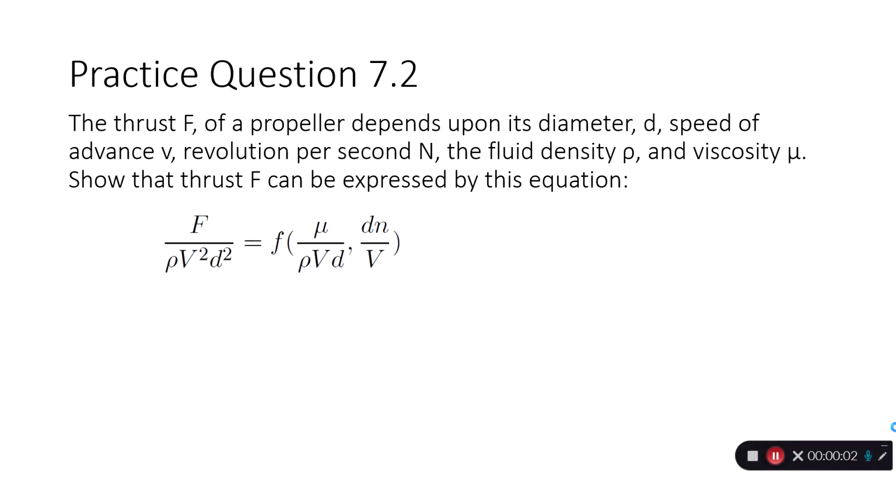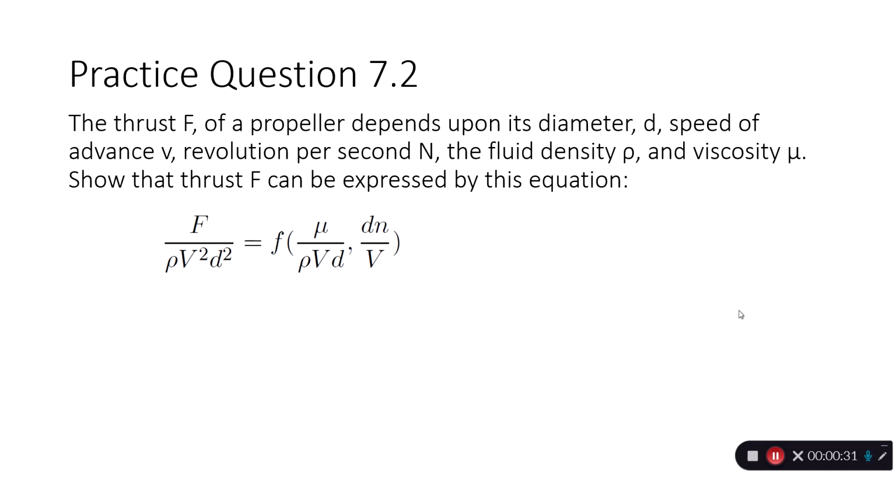Hey all, so in this video we're going to look at the solution for practice question 7.2. So the question goes, the thrust F, so thrust is a force, of a propeller depends upon its diameter, the speed of advance, the revolution per second, the fluid density and viscosity. So we have to show that this thrust can be expressed by the following equation.